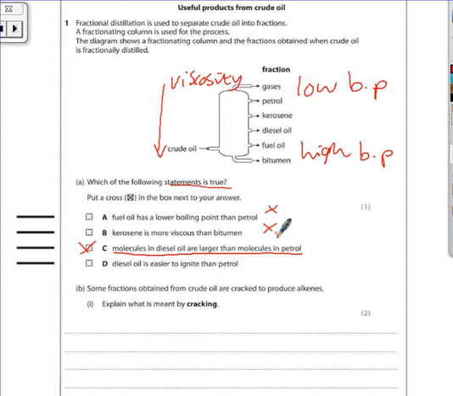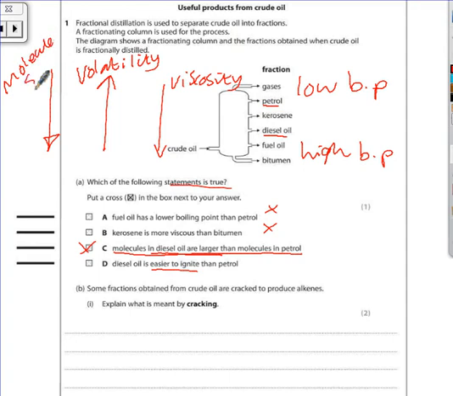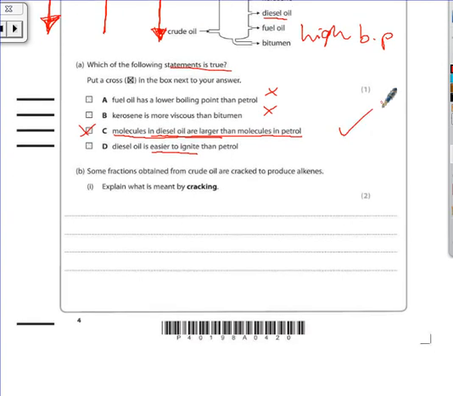Diesel oil is easier to ignite than petrol. Well, easier to ignite, there's diesel oil. No, easier to ignite is at the top because volatility increases as you get to the top, so that's easy to ignite. Okay, so the answer is molecules in diesel are longer, so longer molecules as we go down. Okay, so molecule size increases as we go down. Volatility increases as we go up, more volatile. Viscosity, the more sticky, is down at the bottom. Tough one that for 1 mark, but there we go.